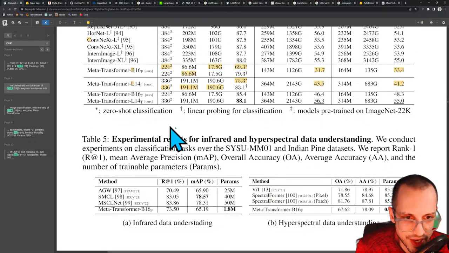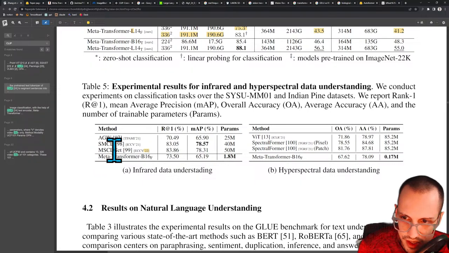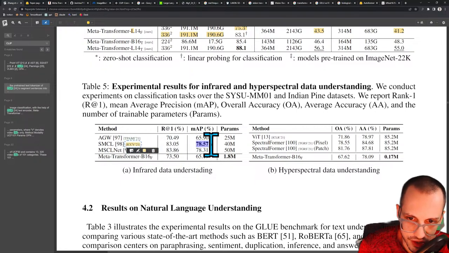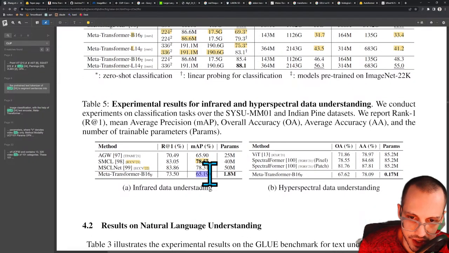Experimental results for infrared and hyperspectral data understanding. The best models they have for infrared and hyperspectral data understanding are these MSCLNet and SMCL, which seem to come in 22. These are conferences, so ICCV21 means some conference that happened in 2021. This is the current best score of a mean average precision of 78. And comparing their B16, which is their small model, you get a 65.